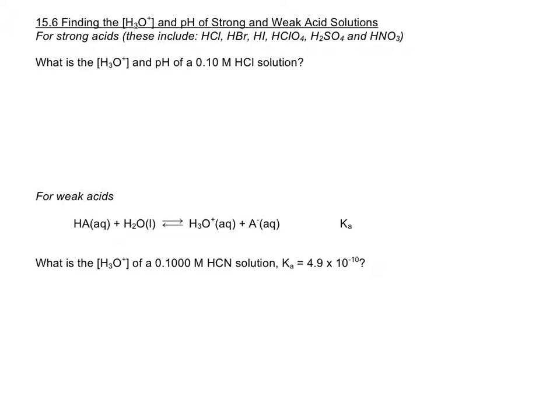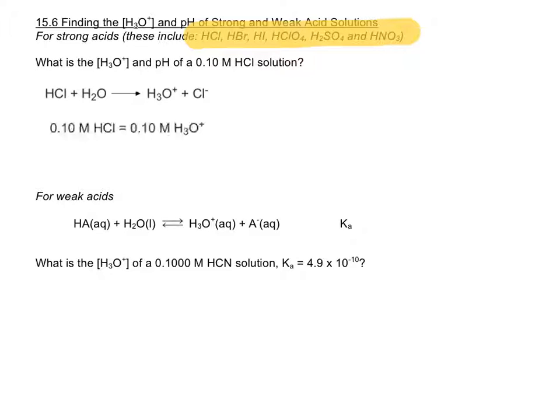So we know HCl is a strong acid. I've listed the 6 strong acids that you need to know here at the top, and they're in your notes too. Since HCl is a strong acid, it's going to dissociate completely. So every HCl molecule is going to give us one H3O+ cation. And so if we have 0.1 molar HCl, we're going to get 0.1 molar H3O+.